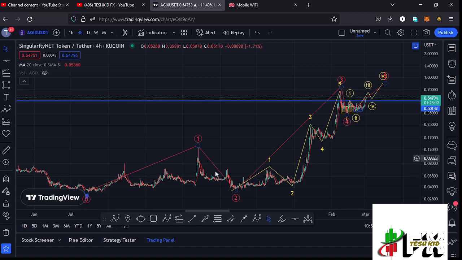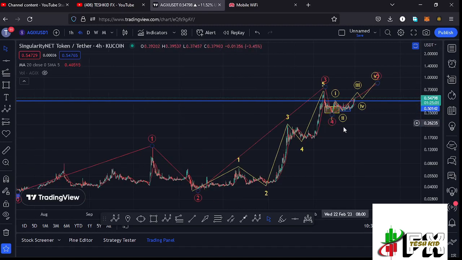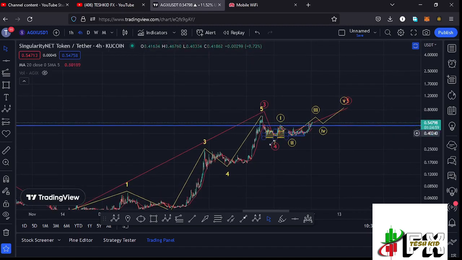Then we saw a corrective structure in the formation of that wave 2, then a wave 3 giving us a peak at around the $0.678 mark. And after seeing the high for that wave 3, we saw a corrective structure in the formation of that wave 4, fully maximizing our yellow target area down here.